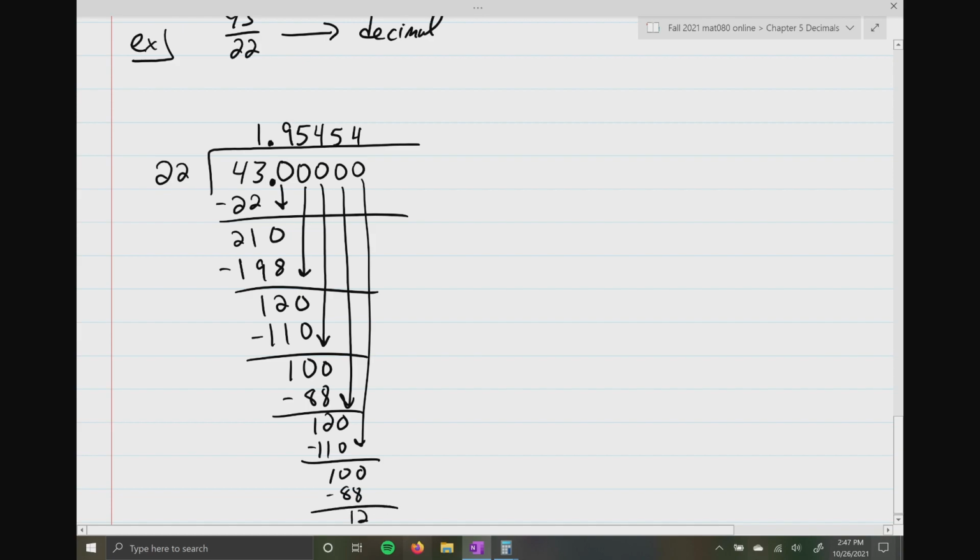And now I can start to see that I'm repeating, but the only numbers that are repeating are the 5 and the 4. So 43 over 22 is going to be equal to 1.954. And the repeating part only goes over the 5 and the 4. That's it.